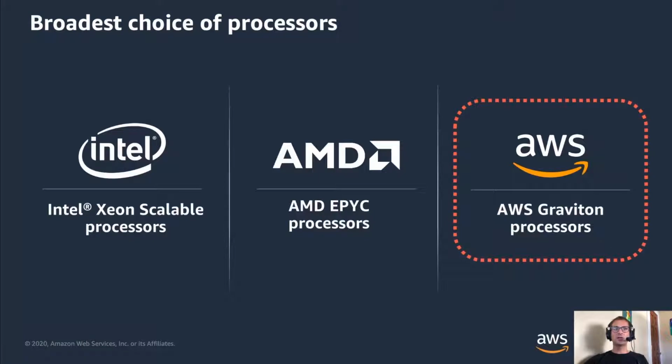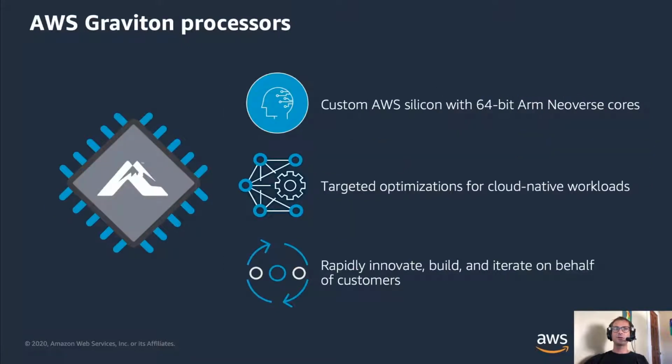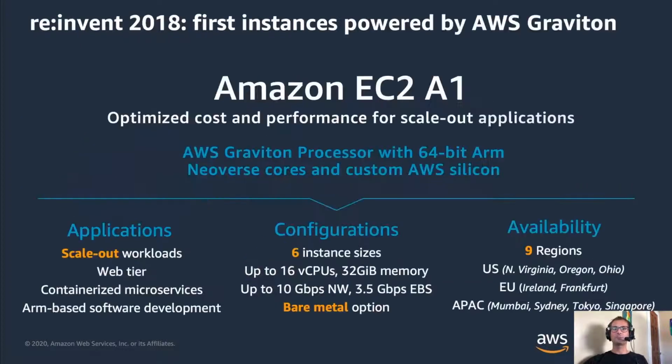AWS started its cloud journey with Intel processors. We later added AMD EPYC processors on Amazon EC2 instances. And finally, in 2018, we announced the first generation of instances with a processor that has been designed internally at AWS, the Graviton processor. The Graviton processors have been designed with the 64-bit Arm architecture, leveraging the Neoverse cores, and they are targeted specifically for cloud-native workloads.